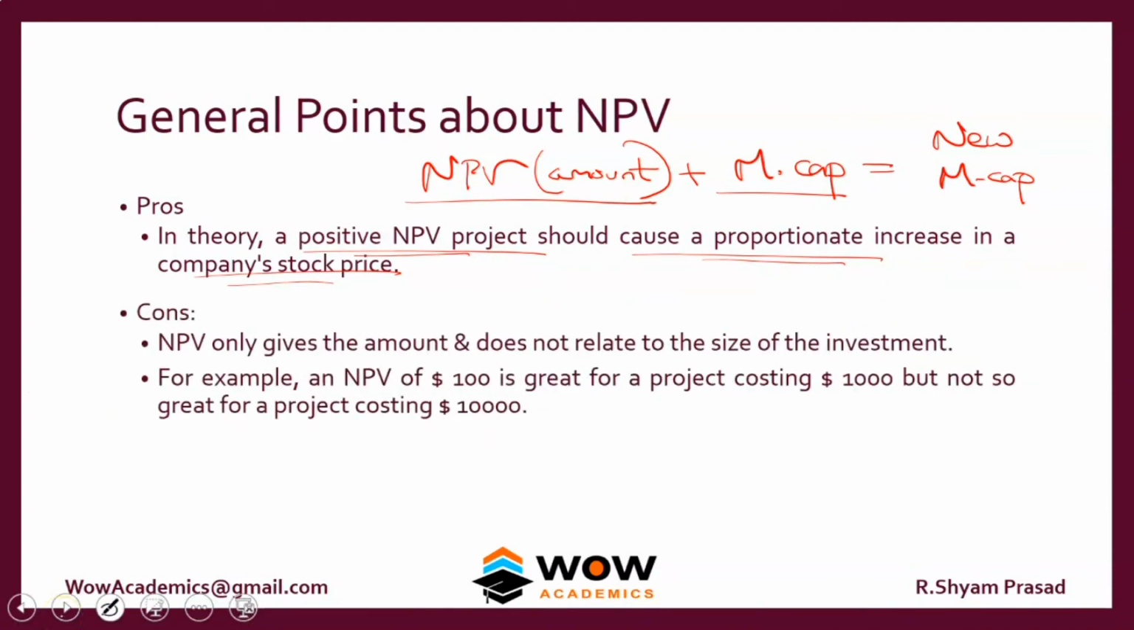So what are the drawbacks of this method? NPV only gives the amount and does not relate to the size of the investment. For example, an NPV of 100 is a very good thing if it's for a project costing 1,000, because we get a 10% return. But if it's for a project which has a capital cost of 10,000, then it becomes a 1% income project. So this was 10% income, but this is 1% income. NPV does not differentiate between whether it's a 10% profitability or 1% profitability. It just tells you the amount. So that is the drawback of this method.